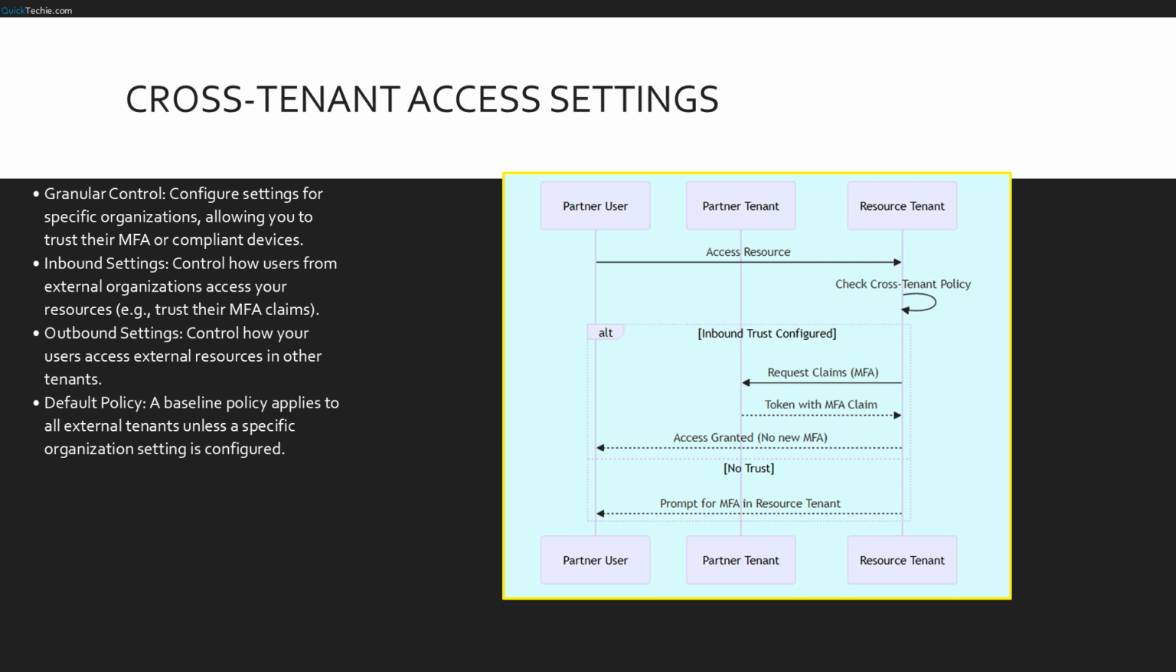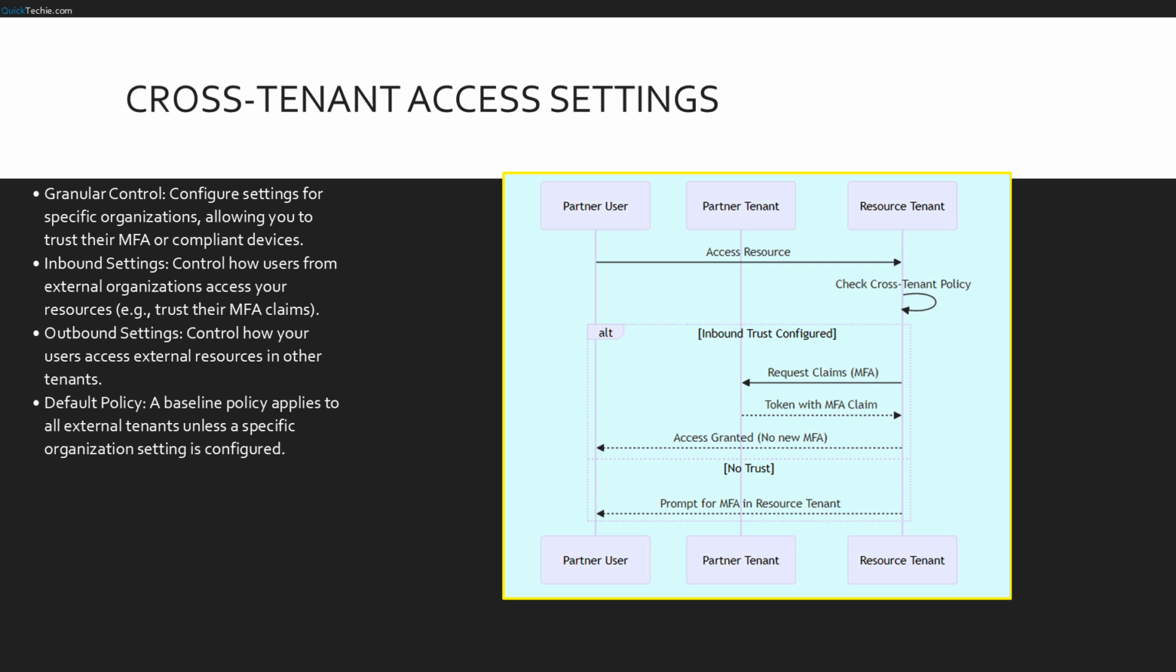For example, you can configure an inbound setting for a strategic partner that says trust the MFA performed in their tenant. This means their users won't be prompted for MFA again in your tenant, smoothing the user experience. You can also configure outbound settings to restrict which external tenants your employees can access, preventing data exfiltration to unauthorized clouds. A default policy applies to everyone, but you can override this for specific organizations.